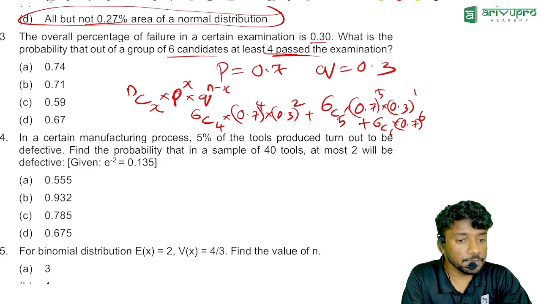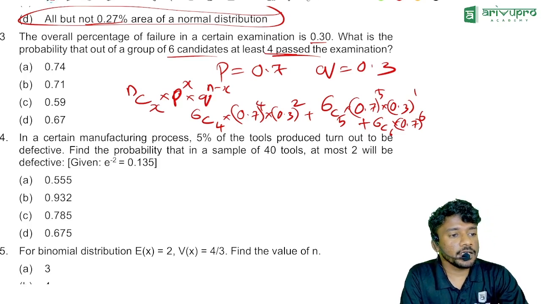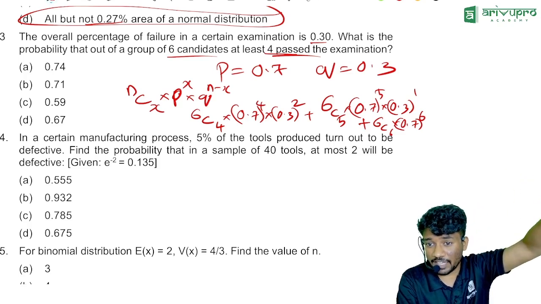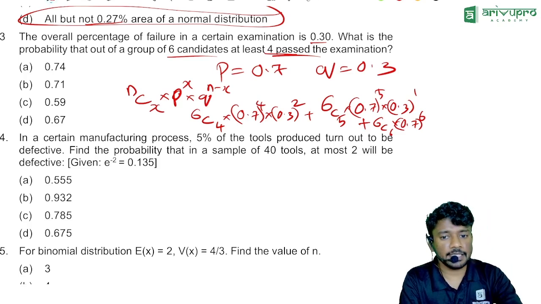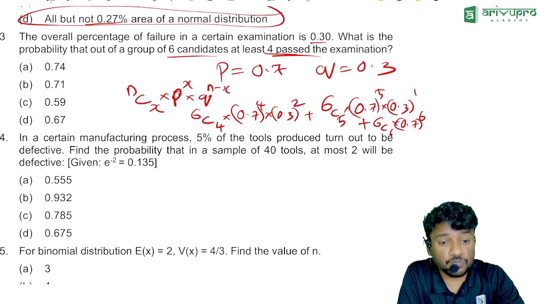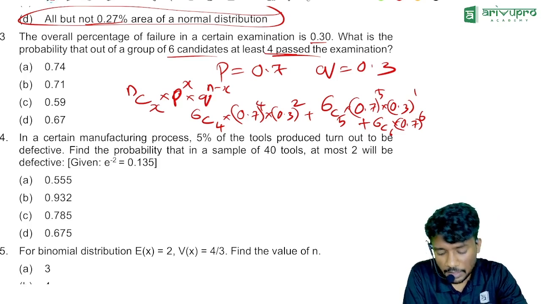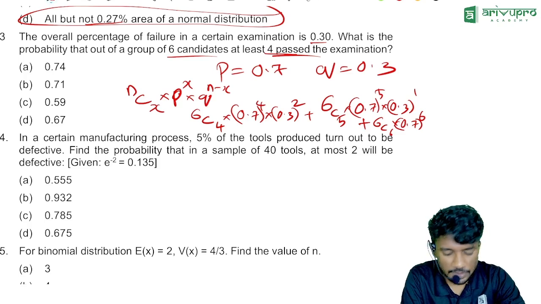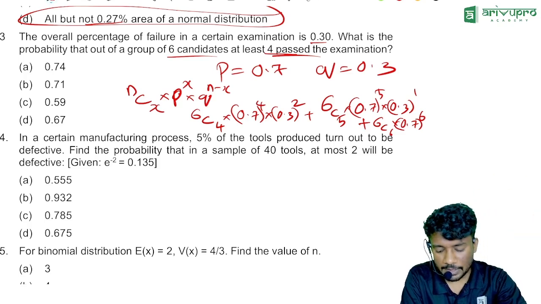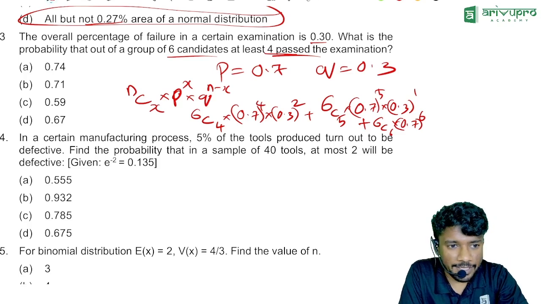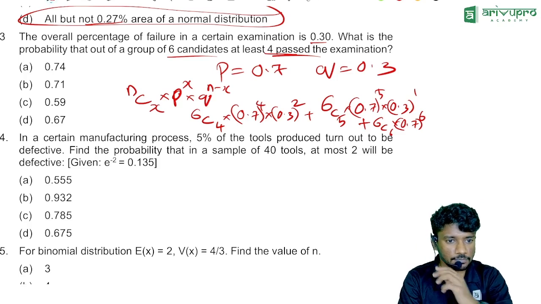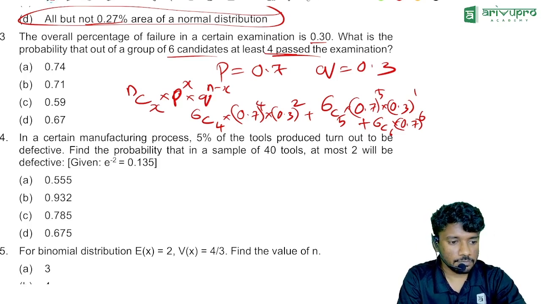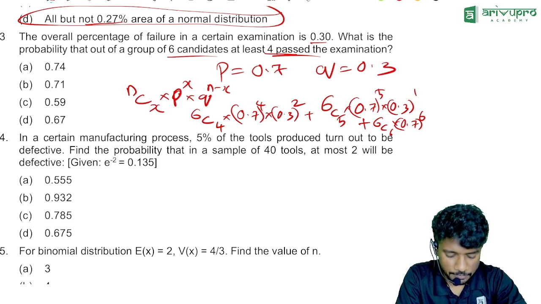So 6C4 is how much? 6 factorial divided by 4 factorial into 2 factorial. So 6 factorial and 4 factorial will get cancelled. 5 into 6 is 30. 30 by 2 is 15. So 15 into this much, find it. Then clear, click M plus. Then 6C5 is how much? 6C5 is 6 only. So 6 into 0.7 the whole raised to this. Click again M plus. Then finally 1 into 0.7 the whole raised to 6. Again click M plus. Finally click MRC. How much did you get?